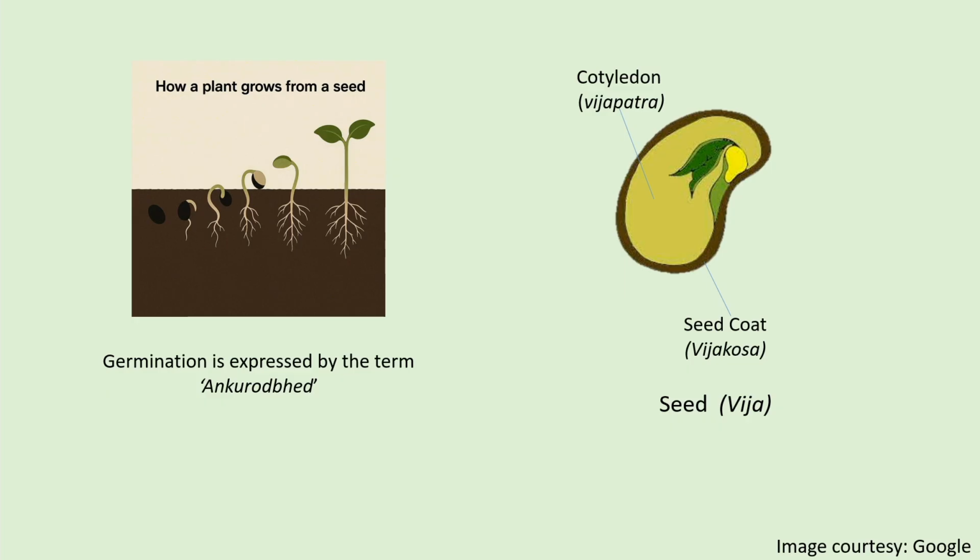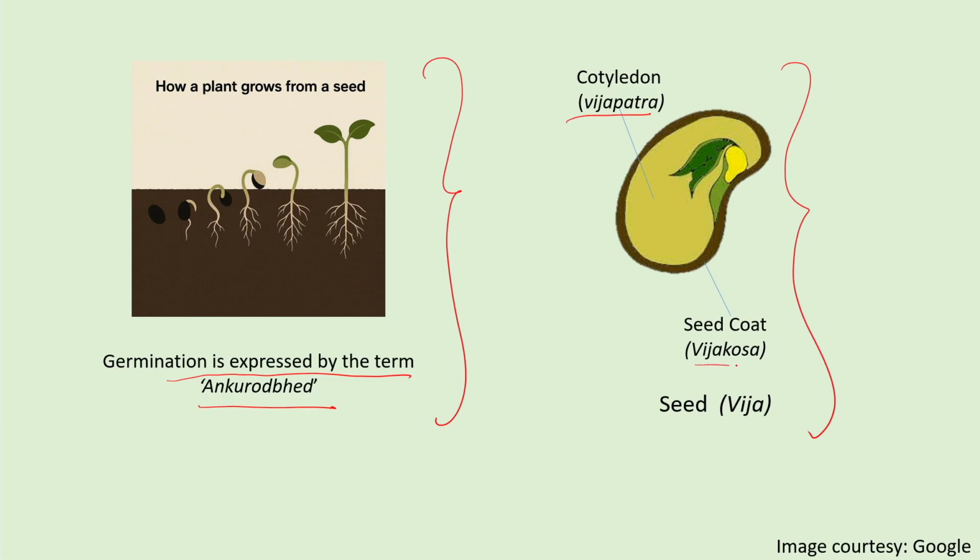So, just see the picture very carefully. The particular picture shows how a plant grows from a seed. The germination is expressed by the term Ankur Bhed, and this image provides a simple explanation of how a plant grows from a seed, highlighting the germination process and the parts of a seed along with their Sanskrit terms like Bijpatra, cotyledon, seed coat, Bijkosh, seed, Bij.